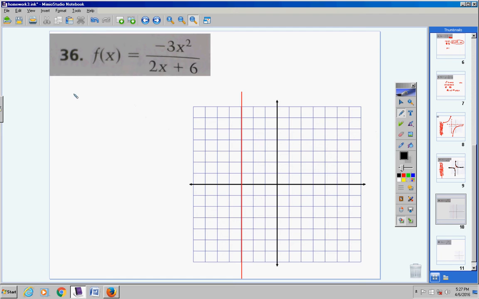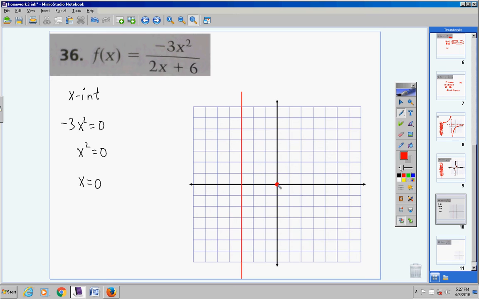In order to find the x-intercept, we're going to take the numerator and set it equal to 0 and solve. Divide both sides by negative 3. Take the square root of both sides, and we get 0. So the x-intercept is 0.